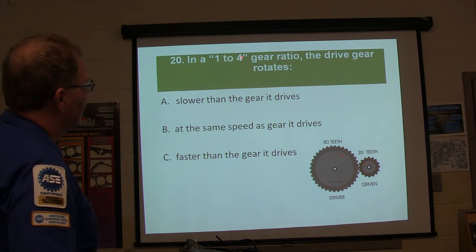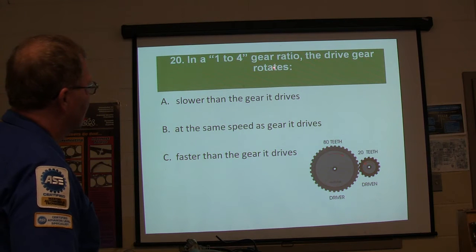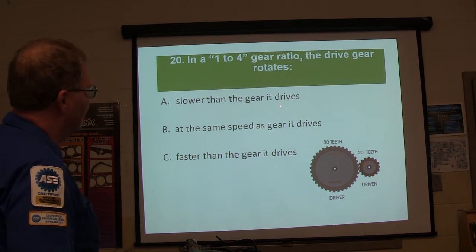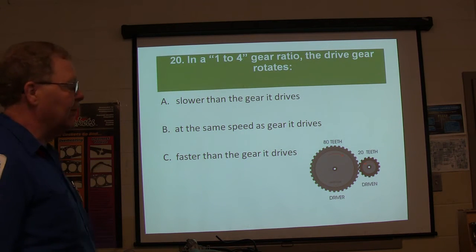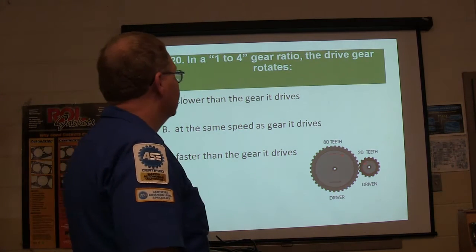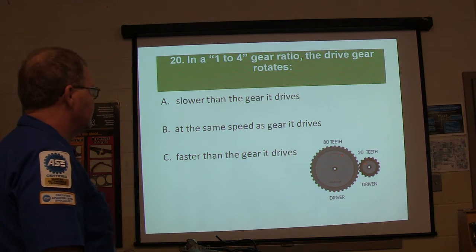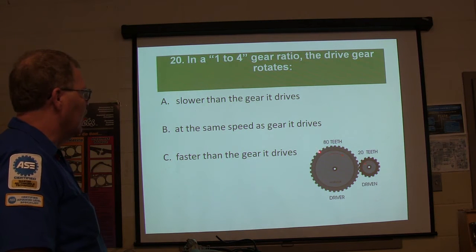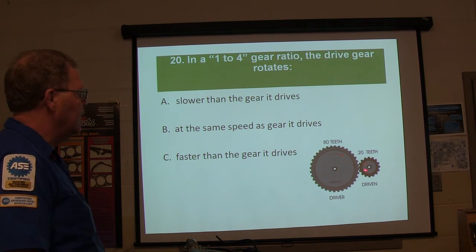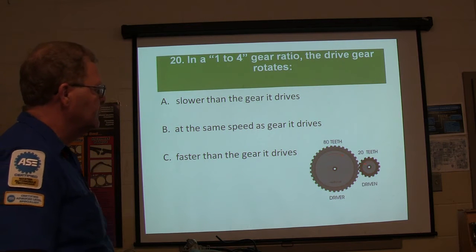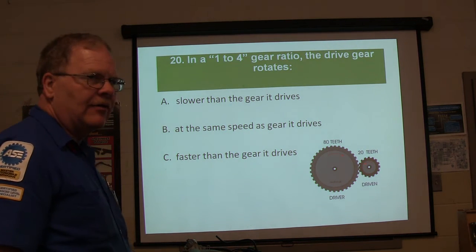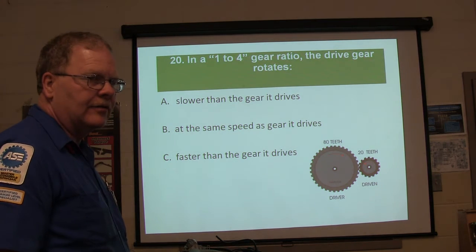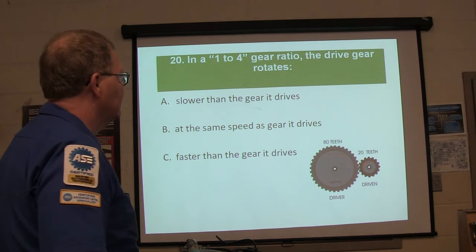In a 1-to-4 gear ratio, the drive gear rotates what? Slower than the gear it drives, at the same speed as the gear it drives, or faster than the gear it drives? 1-to-4, 1 turn of this gear to 4 turns of that gear. This is the driver, this is the driven. And you've always got a drive gear and a driven gear. A gear that's driving one gear driving the other one.